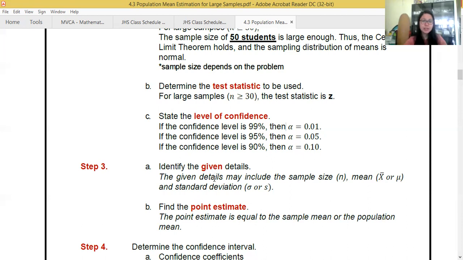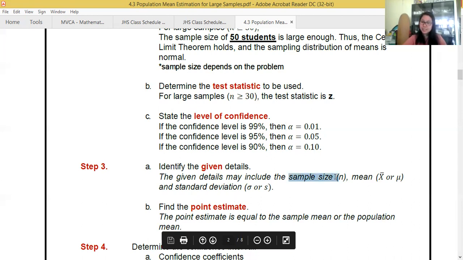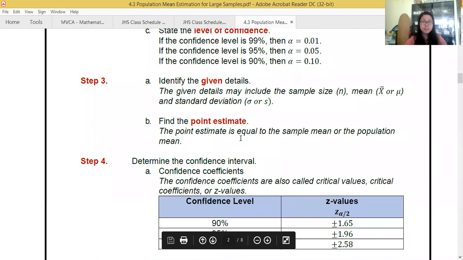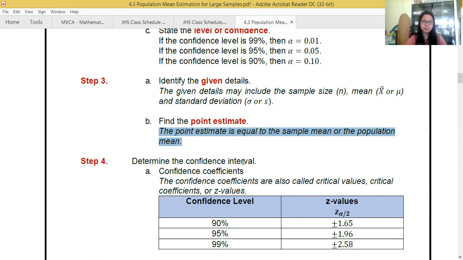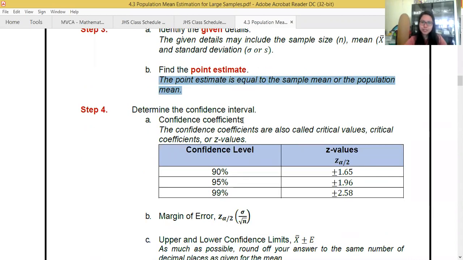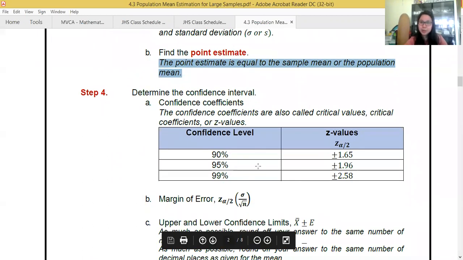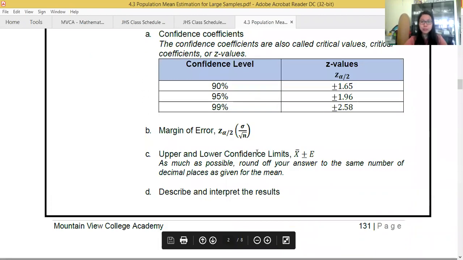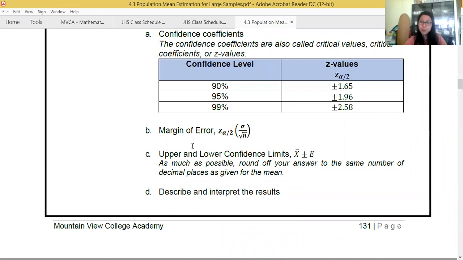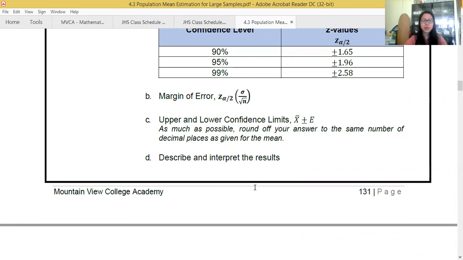Next, in step 3, we have the GPE. G stands for given and PE for point estimate. So what can you check for the given? The sample size, or the N, the mean, the X bar or the mu, and the standard deviation, the sigma or the S. Then we have the point estimate. Remember in chapter 3, lesson 2, in sampling distribution, it states that the point estimate is equal to the sample or the population mean. The next, confidence coefficients. Then the margin of error. Then what's next? The upper and the lower confidence limits, or sometimes we call it the upper and the lower interval. And then we interpret and describe the results.